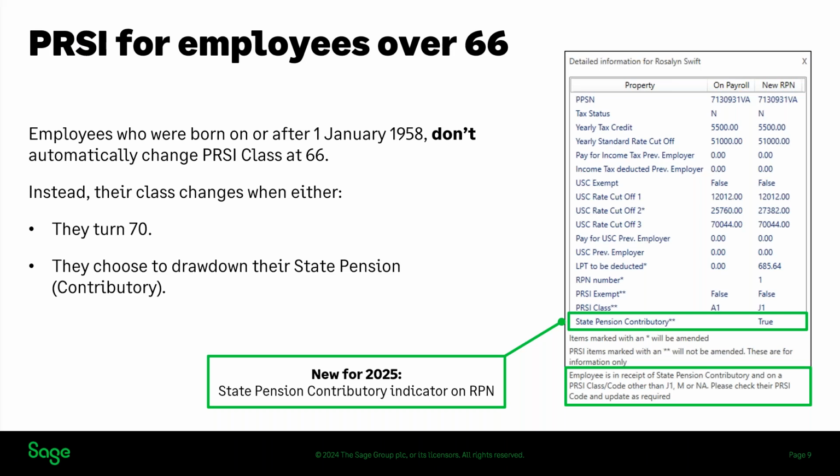So on the slide, I just want to go through here. You can see that employees who were born on or after the 1st of January 1958 don't automatically change the PRSI class at 66. Instead, their class changes when they turn 70 or they choose to start drawing down their state pension. And there is a new state pension contributory indicator on their Revenue payroll notification.